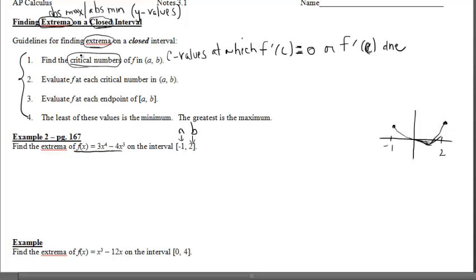Without a calculator, these are the steps we're going to follow to verify that this y value and this y value are our extrema. So step 1, find the critical numbers. Okay, well, let's find the derivative. First step, find the derivative. Easy enough. Polynomial function, well-behaved, continuous, no sharp turns, easy function.